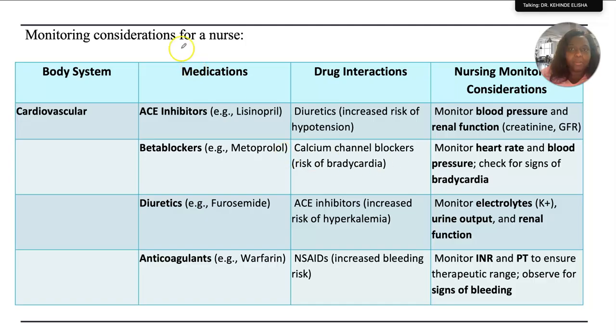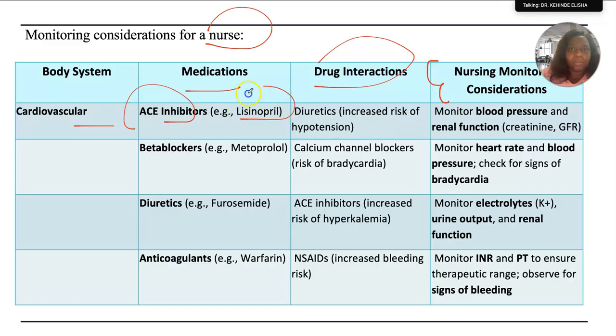At this time, we're going to jump right into monitoring considerations. When we have the cardiovascular system, what medications do we give? What drug interactions do we expect? And then what do we monitor as nurses or as APRN? So look, cardiovascular, ACE inhibitors, so let's say lisinopril, right? What drug does it interact with? You have to know that it can interact with diuretics. What does it do? It's going to increase risk of hypotension when used with diuretics.